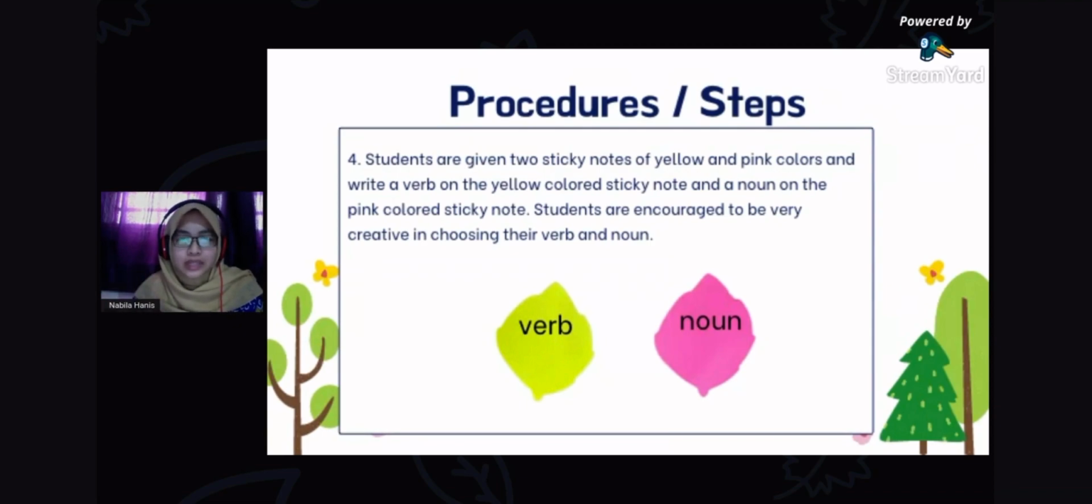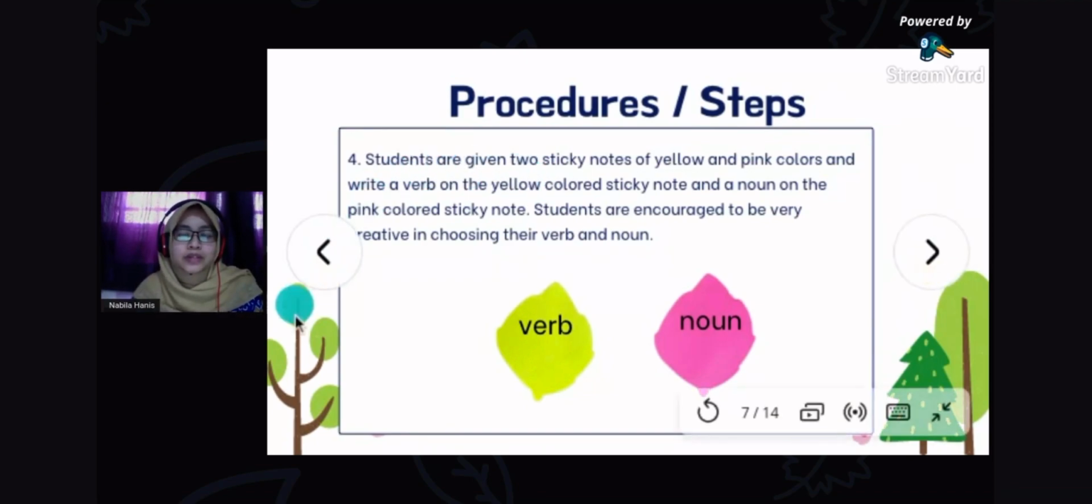Teacher will instruct them to write one verb and one noun. Okay, one verb and another one is one noun. So the verb should be written on the yellow sticky note, while the noun should be written on the pink sticky note.